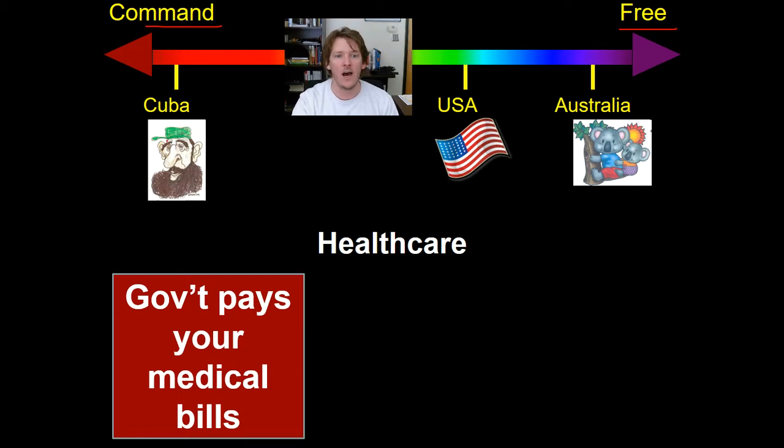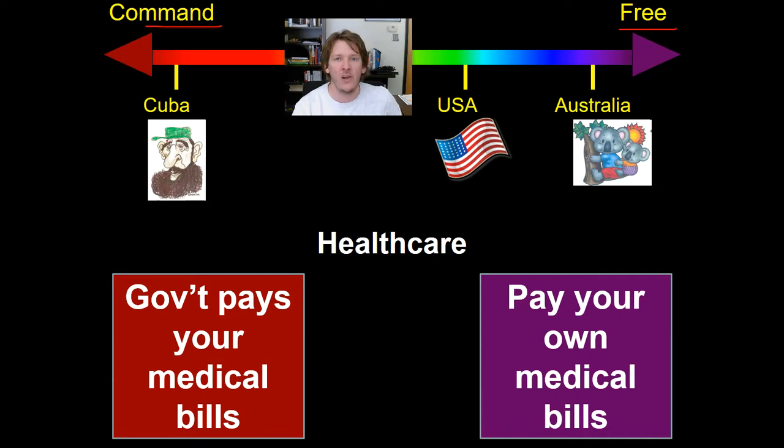So if we went to a command economy, the government pays all your medical bills. The government is involved, and a lot of people really like it, and that's one of the reasons why people are attracted to socialism today. That's one of the reasons why people are attracted to communism today, because the government completely controls the healthcare and you don't have to worry about your healthcare costs.